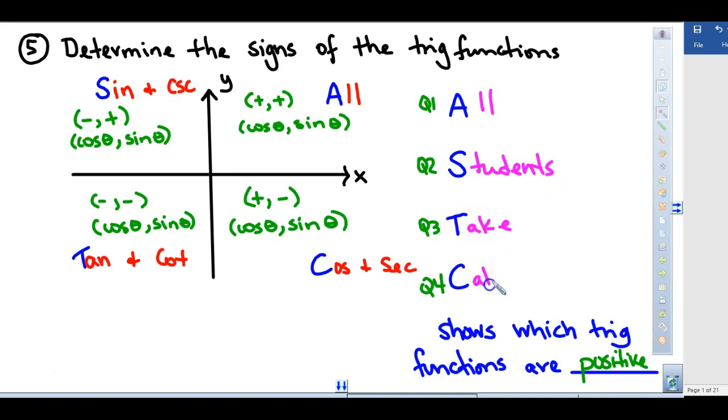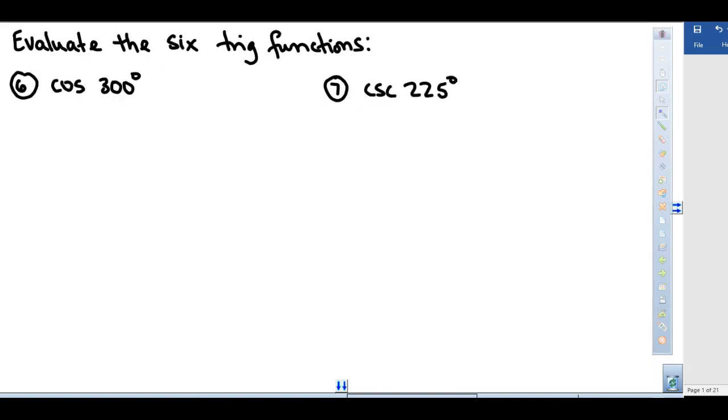Yes, they do. Don't you dare disagree with me on that. Okay? So, all students take calculus, ASTC. All students take calculus. All right? Now, let's see how we're going to apply ASTC to find some trig values. And remember, ASTC simply tells us whether the trig value is positive or negative. Okay? The ordered pair will give you the absolute value of what those trig functions are.